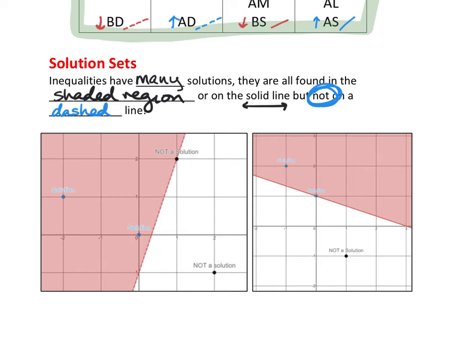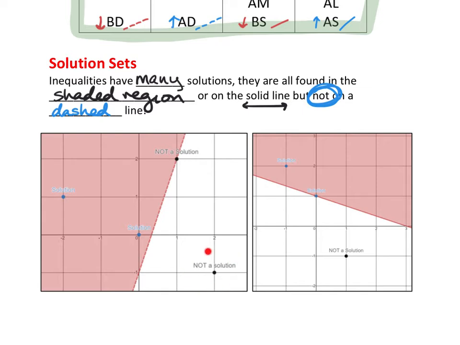We can look at all of these points and determine if they're in the solution set, if they are a solution. Let's first look at this graph. Some things I want you to notice about this graph is that it has a dashed boundary line, which means that any point on that dashed boundary line, like this one right here, will not be in the solution set. But anything in the shaded region, like these 2 points here, is a solution to the inequality.